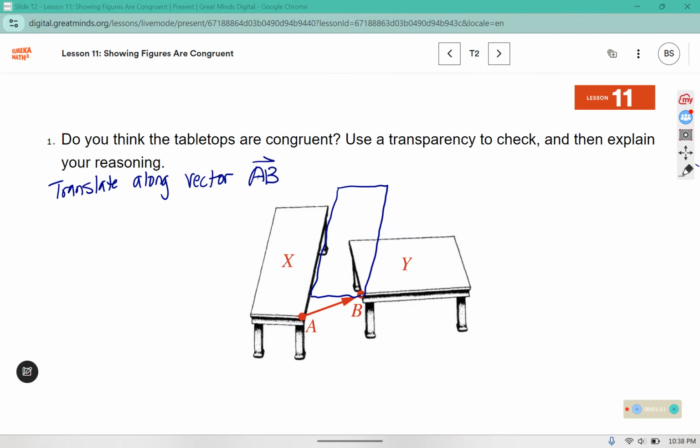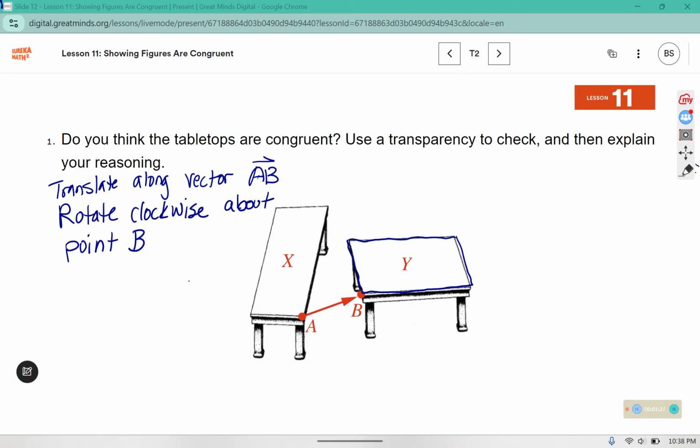Then if we hold our pencil on B and rotate clockwise, will X map to Y? And you can see that they do, in fact, line up. Since they line up, we can say that they are congruent.